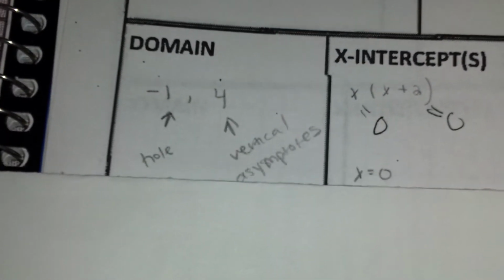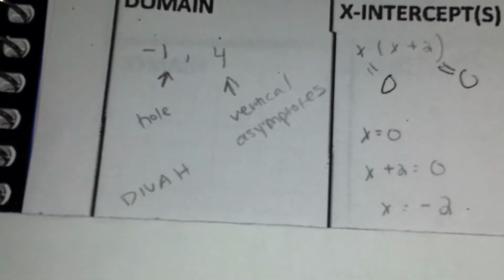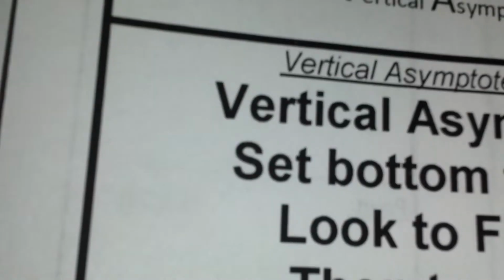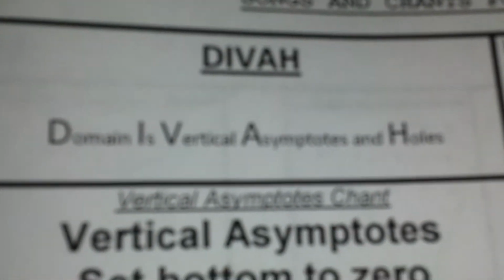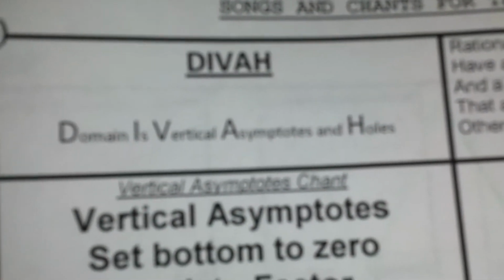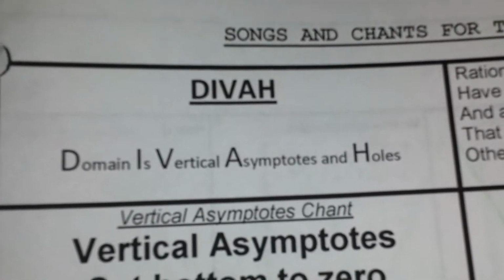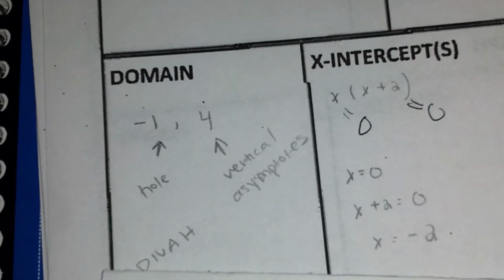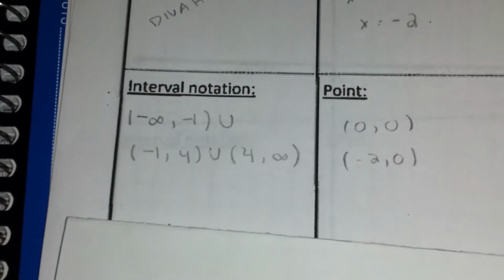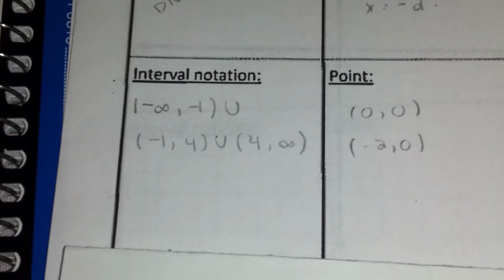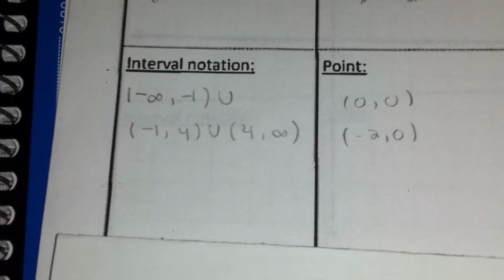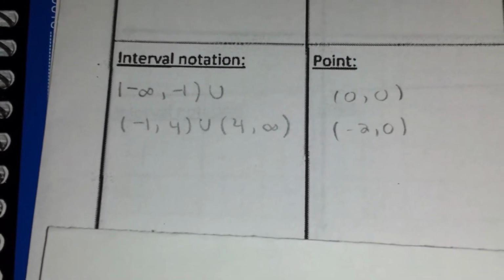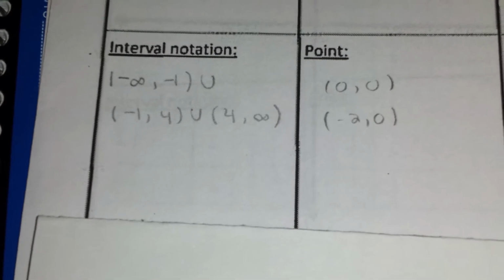Next is to find the domain, and you use DIVA, which is domain is vertical asymptotes and holes. So you use the numbers from your hole and your vertical asymptote, which are negative 1 and 4, and you put it into interval notation. So you have negative infinity comma negative 1, union negative 1 comma 4, union 4 comma positive infinity.